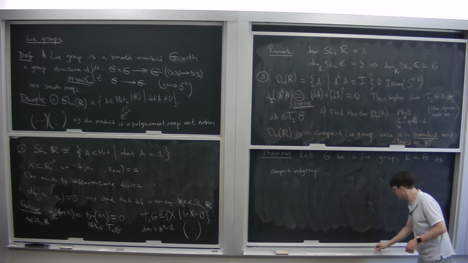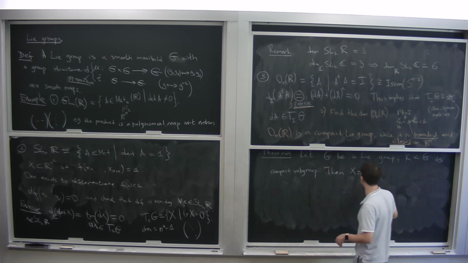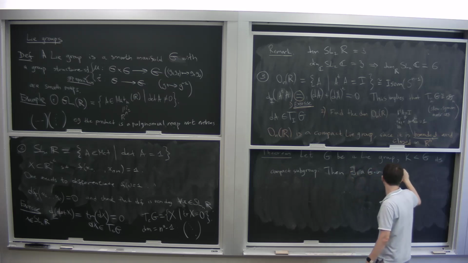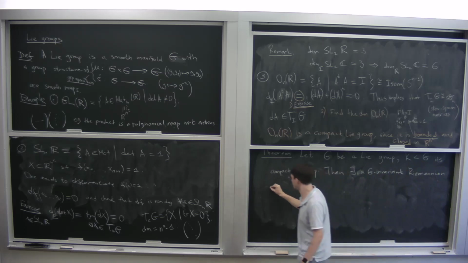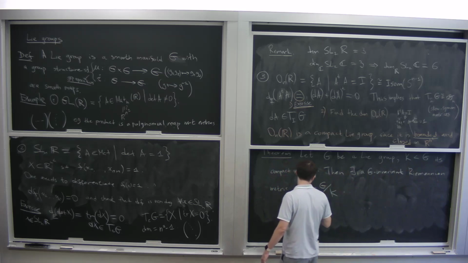So, getting back to this, then the quotient space can be equipped with the Riemannian metric. Or maybe not unique, I guess it's not unique, actually. Anyway, let me write it this way: then there exists a G-invariant Riemannian metric on this space X = G mod K.